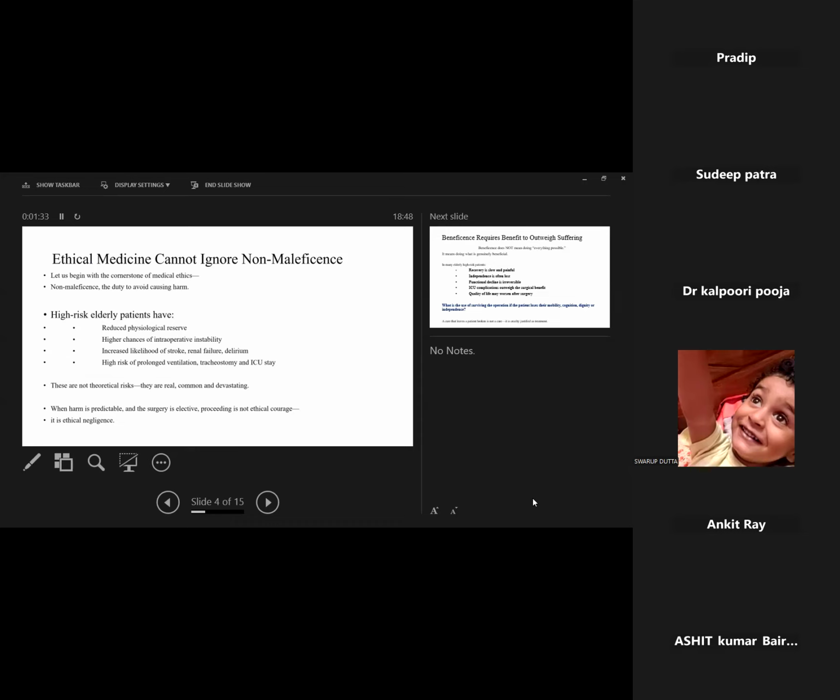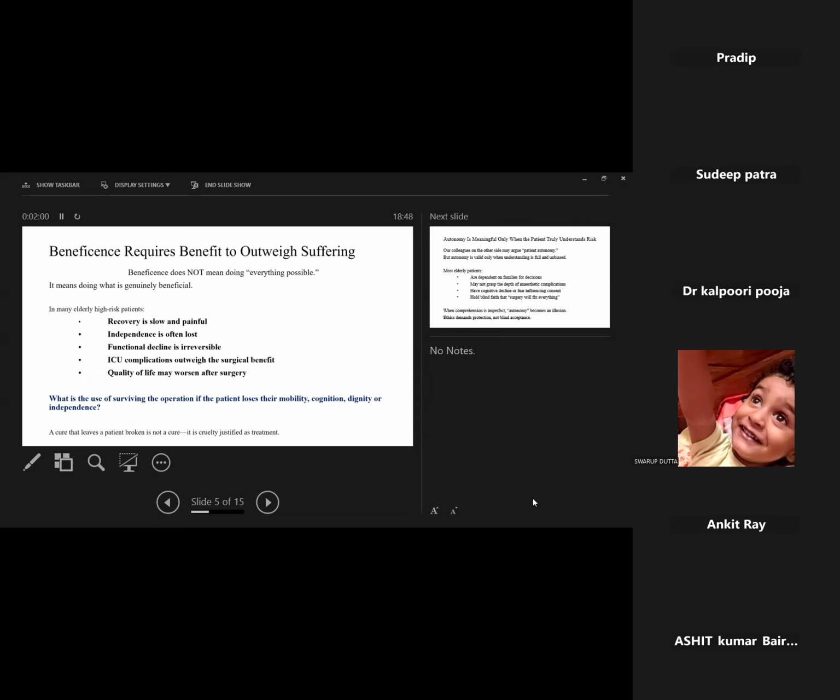High-risk elderly patients have reduced physiological reserve, higher chances of intraoperative instability, and increased likelihood of stroke, renal failure, delirium, and high risks of prolonged ventilation, tracheostomy, and ICU stay. These are not theoretical risks, they are real, common, and devastating. When harm is predictable and surgery is elective, proceeding is not ethical courage, it is ethical negligence.